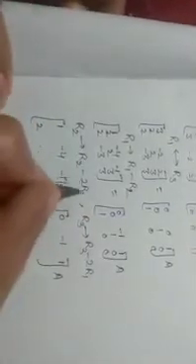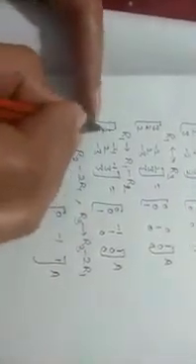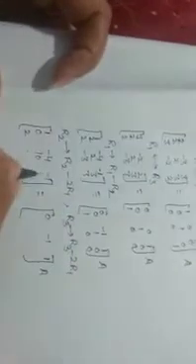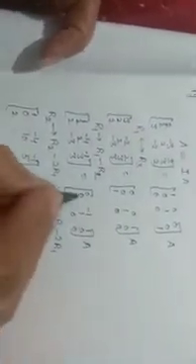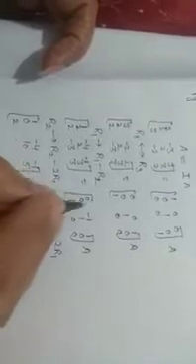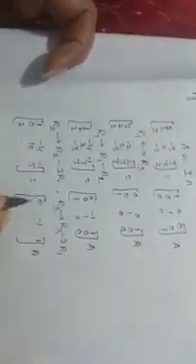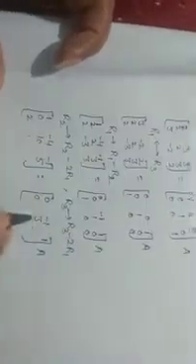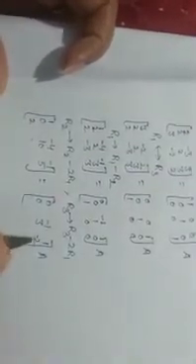So R2 minus 2R1 means 2 minus 2 into 1, it will be 0. 2 minus 2 into -4 is 2 plus 8, 10. Multiply this by 2: 3 minus 2 into -1, that is 5. Same on the right hand side. R2 minus 2R1: 0 minus 2 into 0 is 0. 0 minus 2 into -1, that is 2. 1 minus 2 into 1... Multiply by 2 and subtract from the second row.